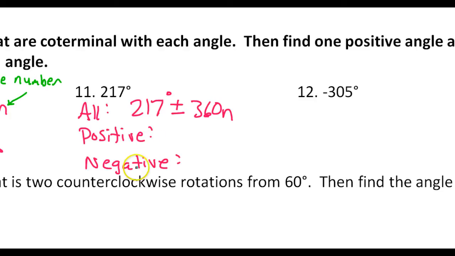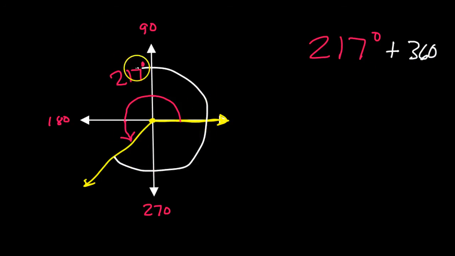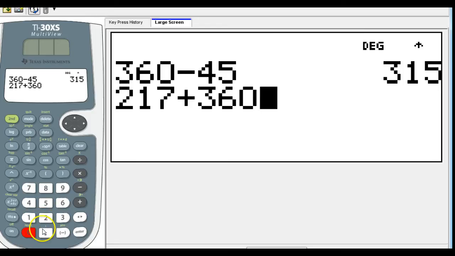Now let's give a specific example of a positive coterminal angle. If I want just one example, I can simply take my 217 and add 360 degrees one time. It would be this coterminal angle. So 217 plus 360. That's 577 degrees.